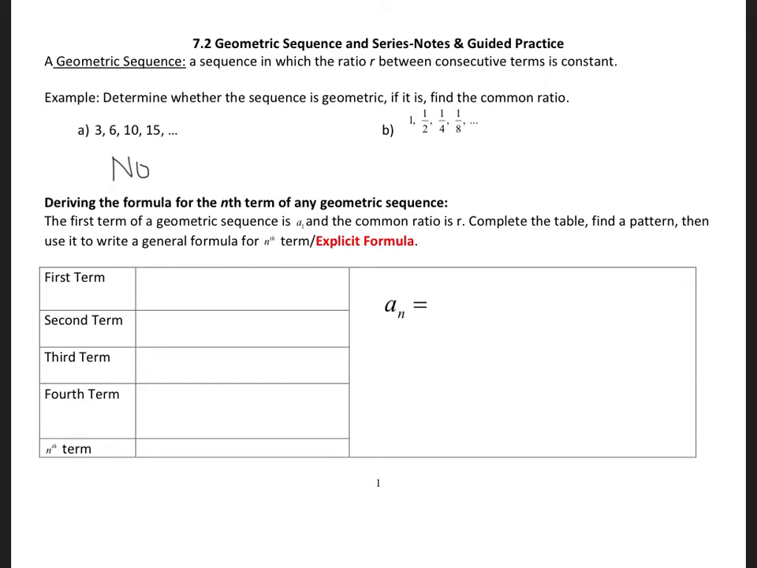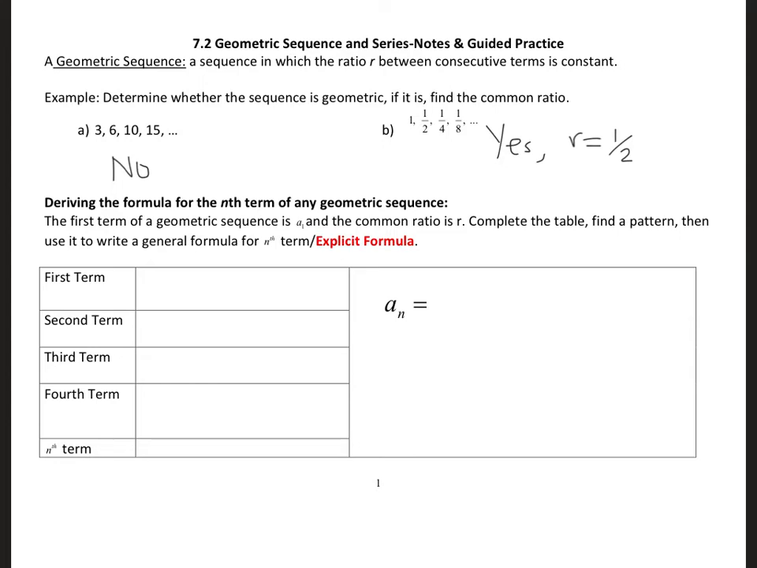I take a half divided by 1, that's 1/2. A quarter divided by a half is 1/2. So I'm multiplying every time. So here I'm going to say yes, and I'm multiplying every time by 1/2. The common ratio is 1/2.